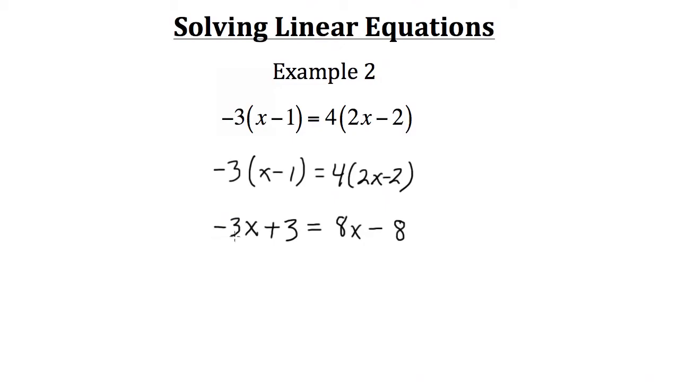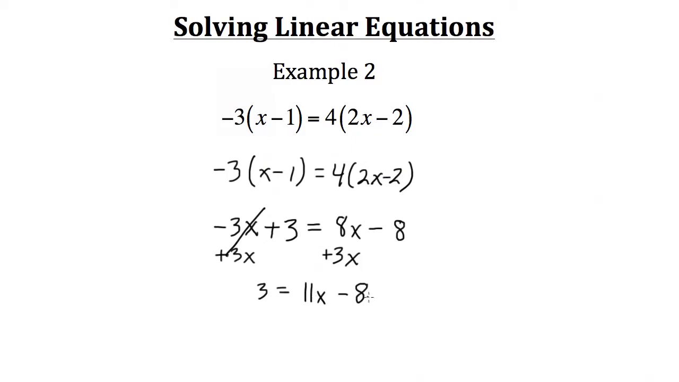So let's get this negative 3x and add it to cancel it out on this side. And then we need to add it to the other side. So we're just left with a 3 here on the left. And now on the right we need to combine like terms. So 8x plus a 3x will give us 11x. And then minus 8.